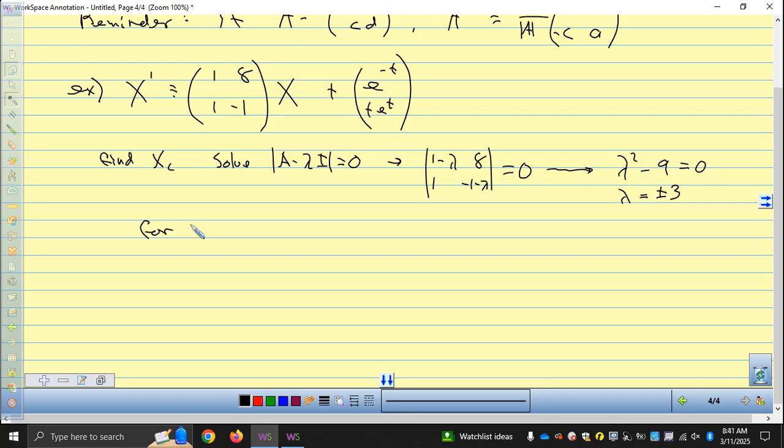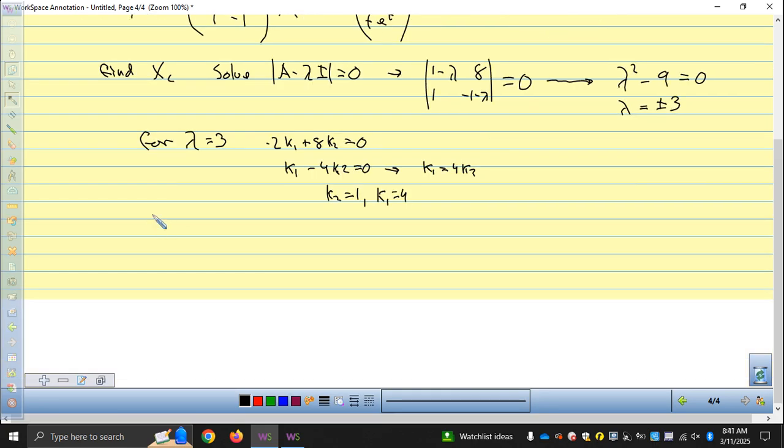For lambda equals 3, we need to find our eigenvectors now. I get negative 2 k1 plus 8 k2 equals 0, and k1 minus 4 k2 equals 0. So from this one, we get k1 equals 4 k2. And I let k2 equal 1, so k1 equals 4. And our first eigenvector, K1, is 4, 1.